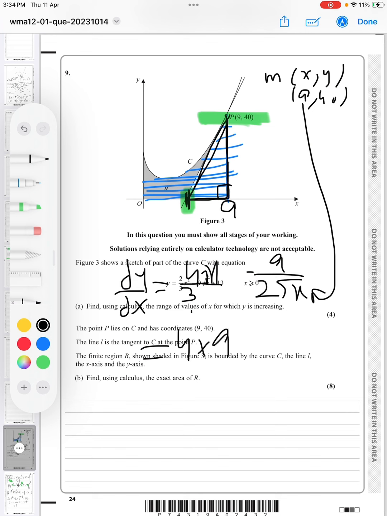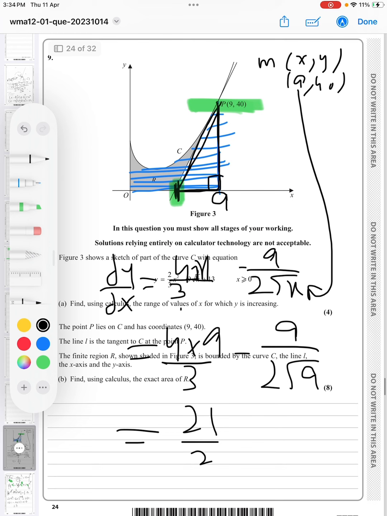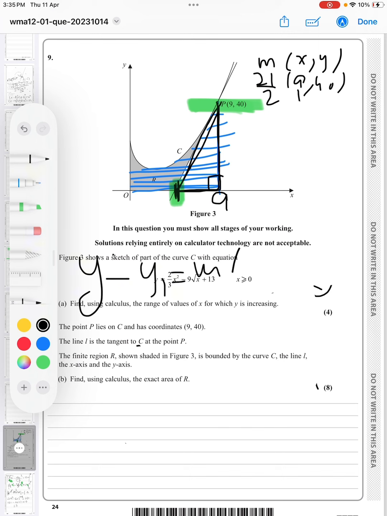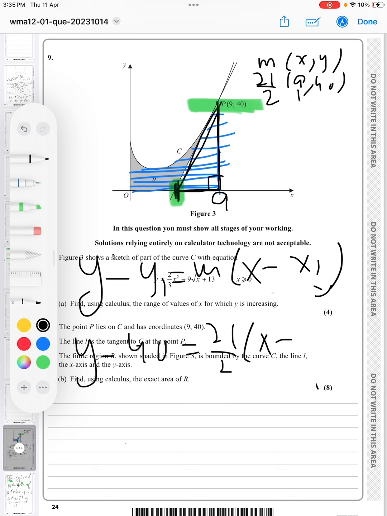Now I'll put 9 here, and 9 here. So it will result in 21 upon 2. So the gradient is 21 upon 2. Now I'll make the equation of the line. The equation of the line will be y minus y1 equals the gradient times x minus x1. So y minus 40 equals 21 upon 2 times x minus 9. Okay, so y equals 21 upon 2 x, and this is 9.